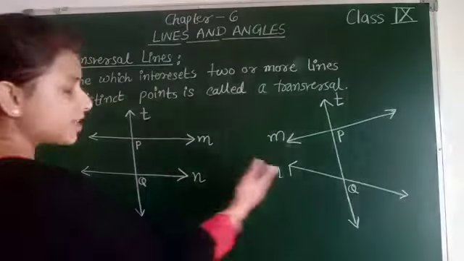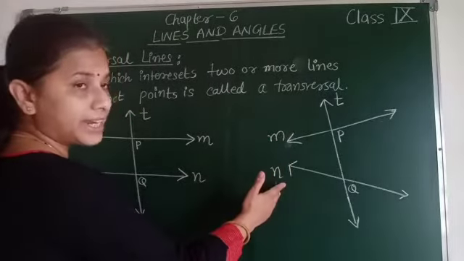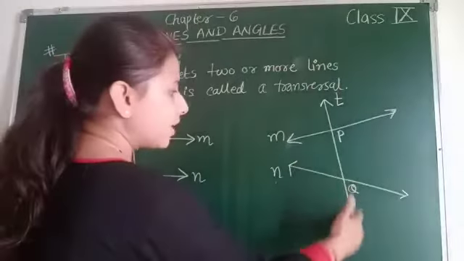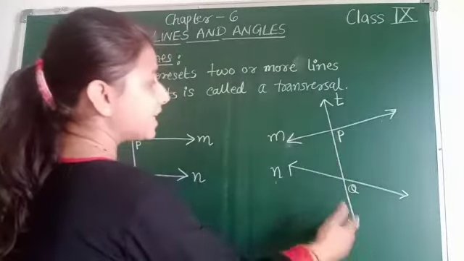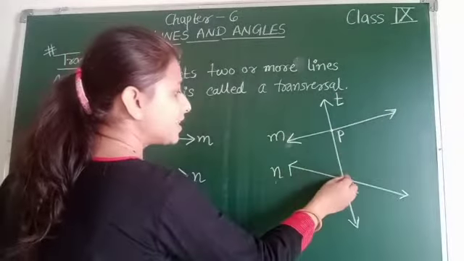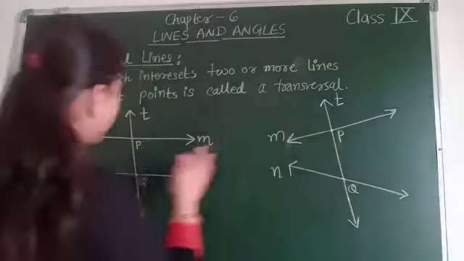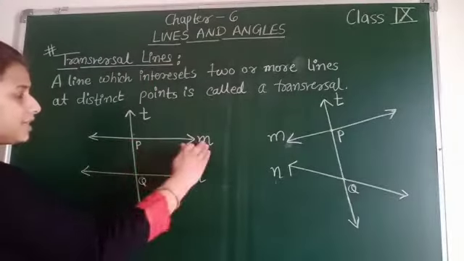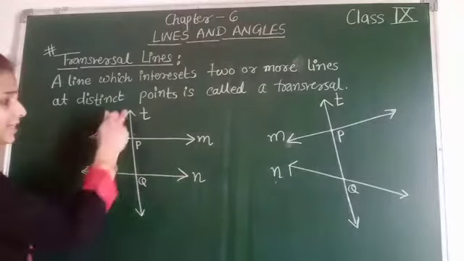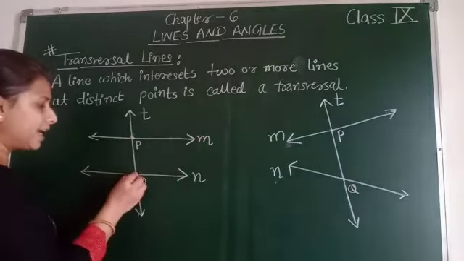As you can see in both diagrams, students, these are two lines, line M and line N, and this one is your transversal line. Why is this one your transversal line? Because this line is intersecting both these lines at two distinct points. What is the meaning of distinct? Two different points. And in this first diagram also, these are two lines, line M and line N, and this one is your transversal line. This transversal line intersects line M at point P and line N at point Q.